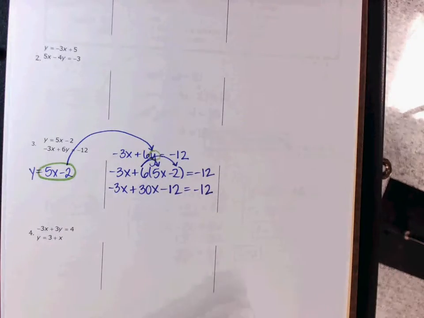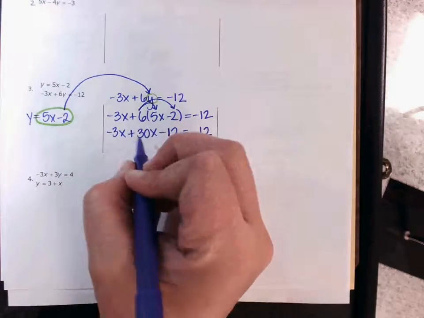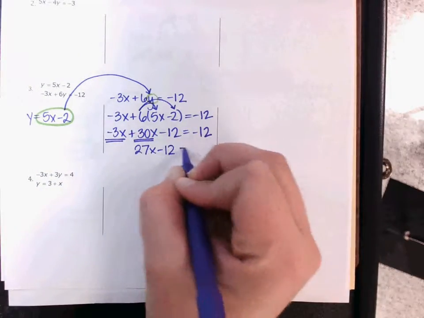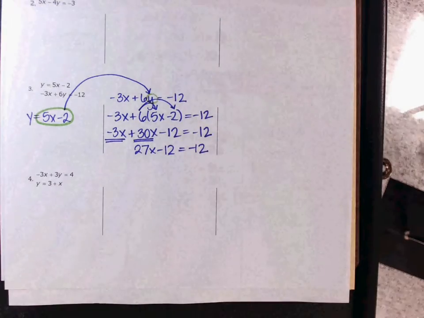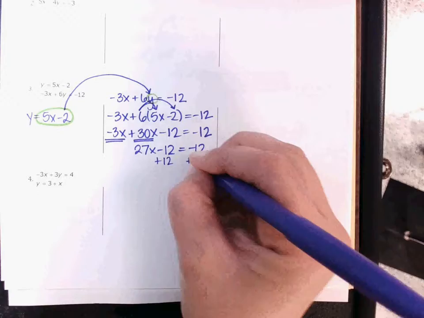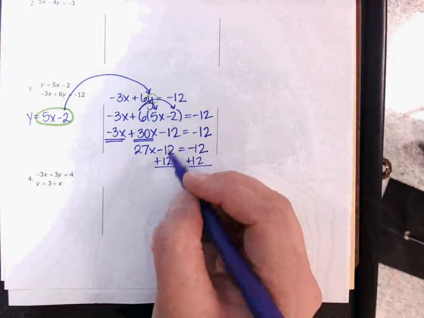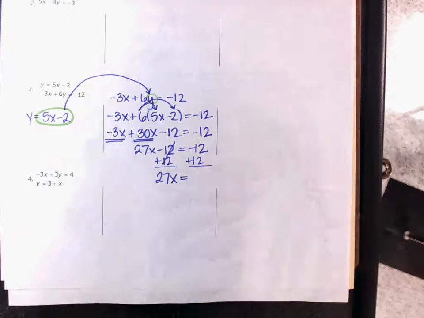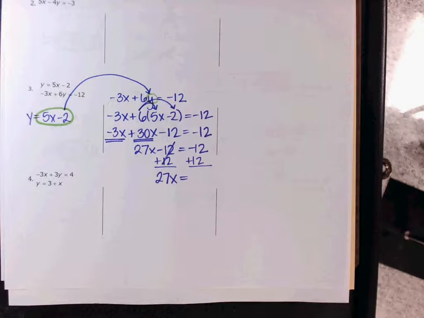From there, combine like terms. What is 30x if I take away 3 of them? 27x minus 12, equals negative 12. Okay, what do I do next? Add 12 across. What happens on this side? They cross out. What about here? Okay, now, when they cross out, question. Are the x's crossing out? No, the numbers are crossing out. What is negative 12 and 12? 0. That still counts as a number.